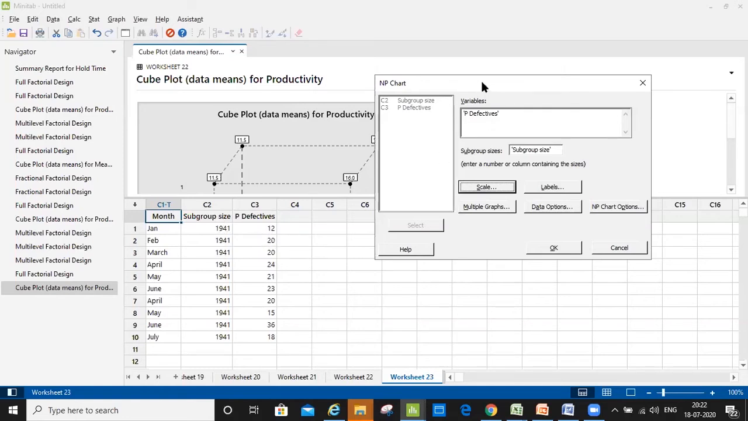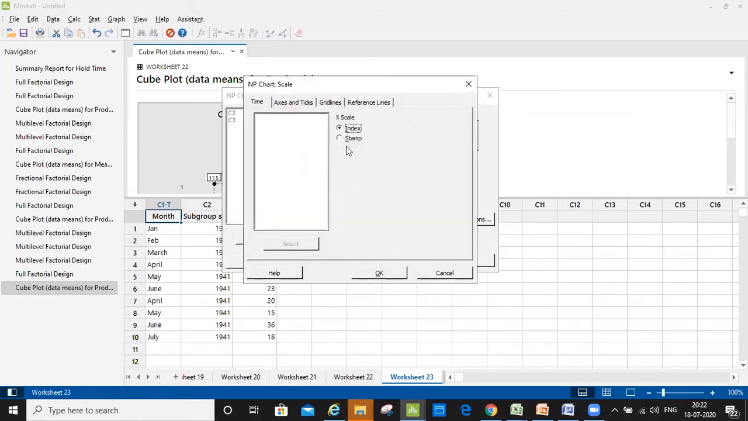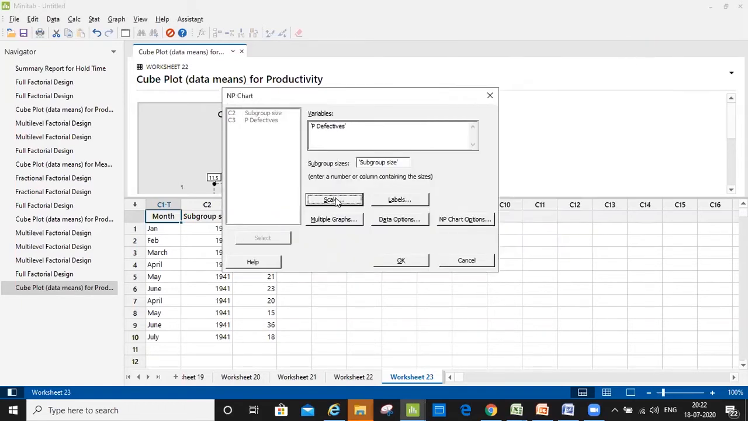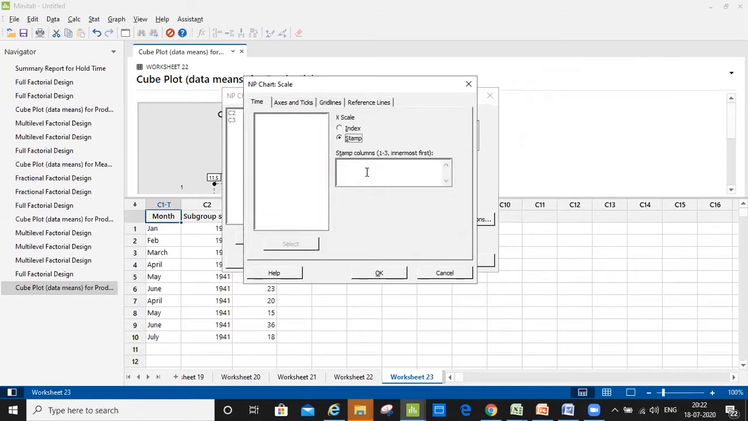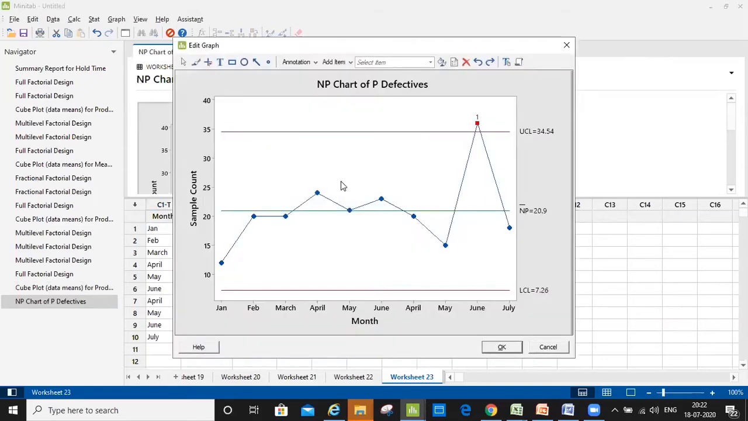Now the control chart, the NP chart, will tell me whether this data has any special cause variation or not, which means whether my data is within my upper control limit and lower control limit. I also want to do it over a period of time. So I go to Scale, go to Stamp, click here, click on Month, because I want to look month on month. Click OK, click OK. And here the control chart is being prepared.